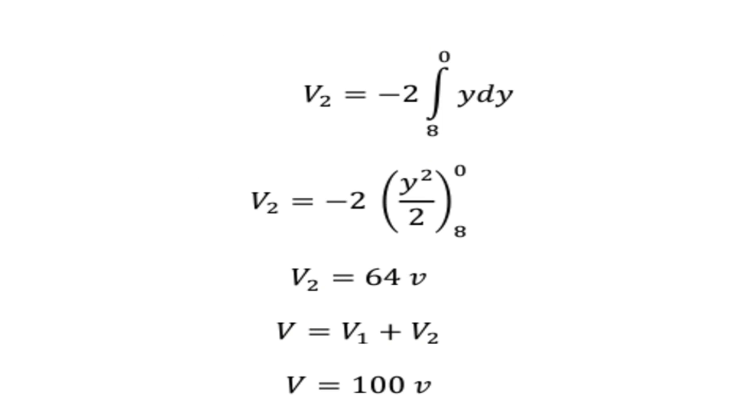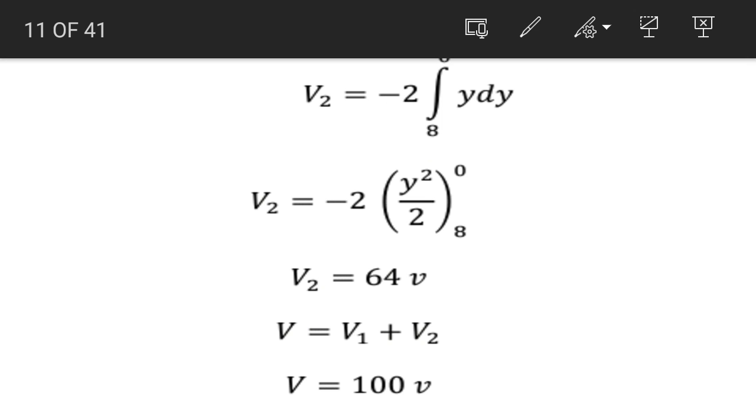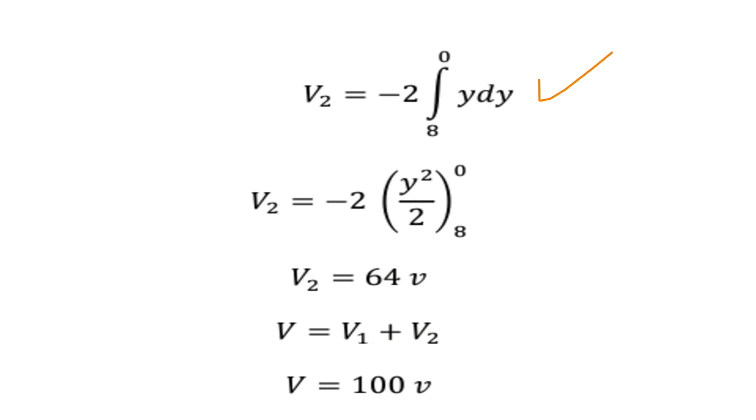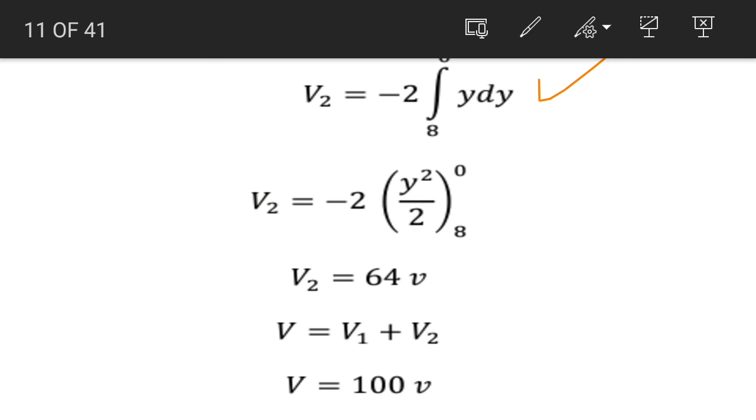Let us integrate it. So we have minus 2 the integration of y dy, and y is changing from 8 to 0. And you see the integration of y dy is y square by 2.